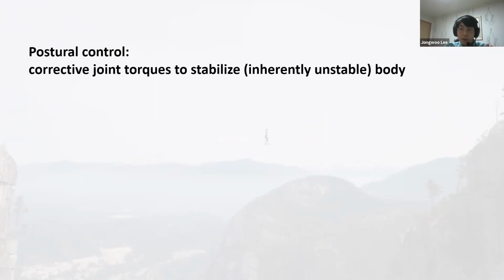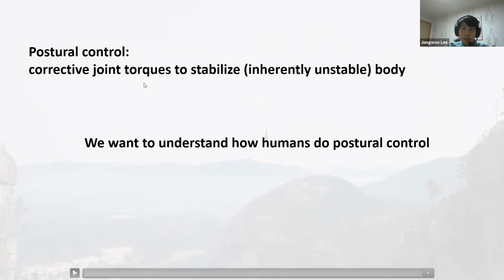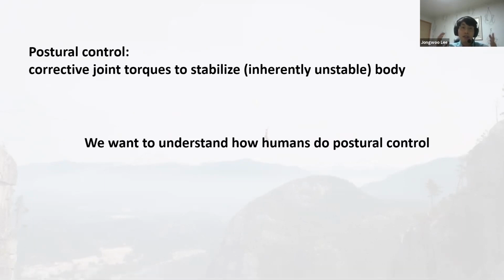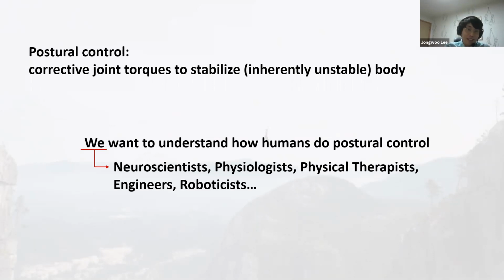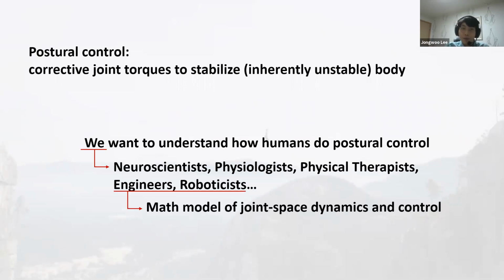And postural control, how do we do that, has been a very interesting question to all of us. We all want to understand how humans balance their body. Now, who are we? We would include neuroscientists, physiologists, physical therapists, engineers, and roboticists. And they have been approaching this question from all different perspectives. So I think I have to clarify that I'm a mechanical engineer, and I'm interested in enhancing our understanding of math models of joint space dynamics and control.